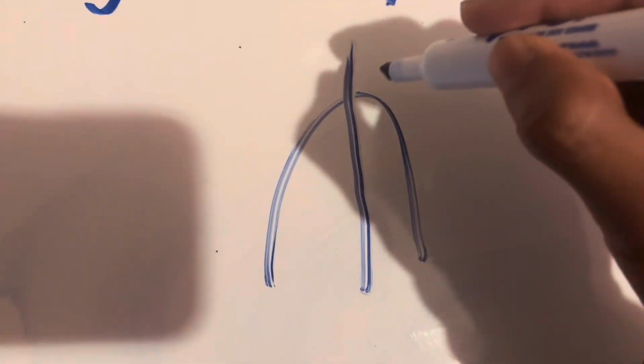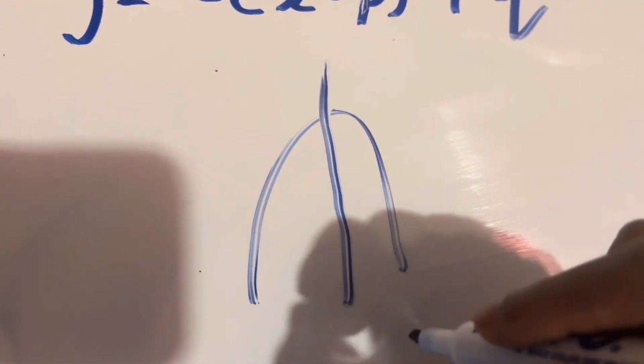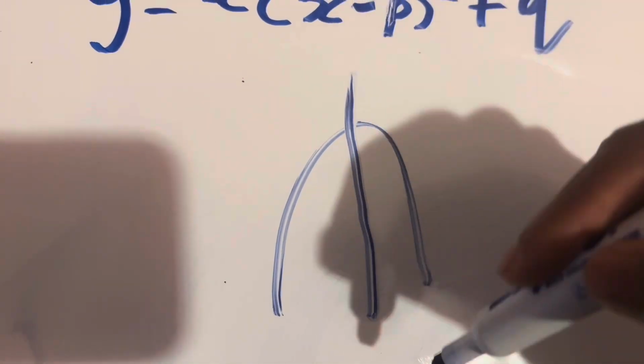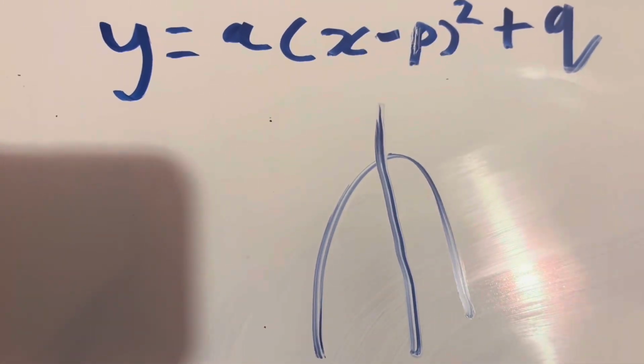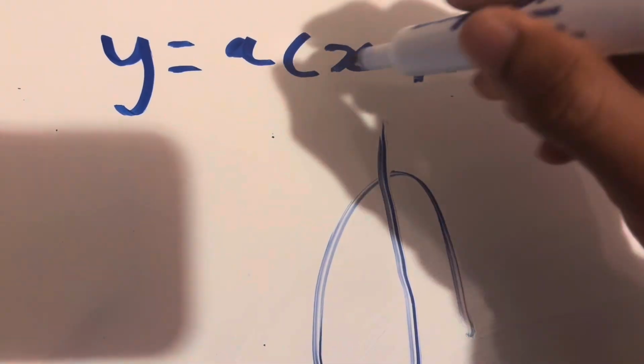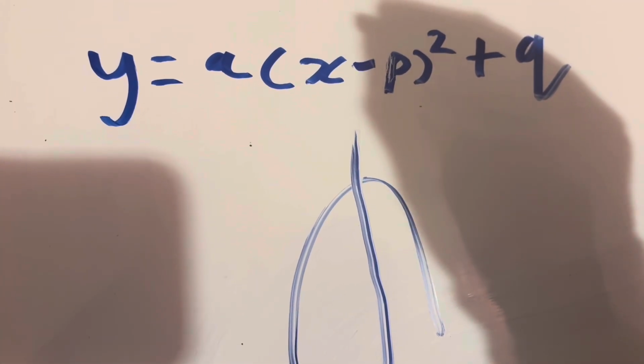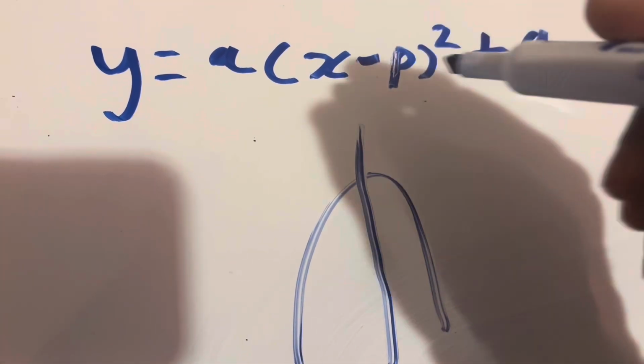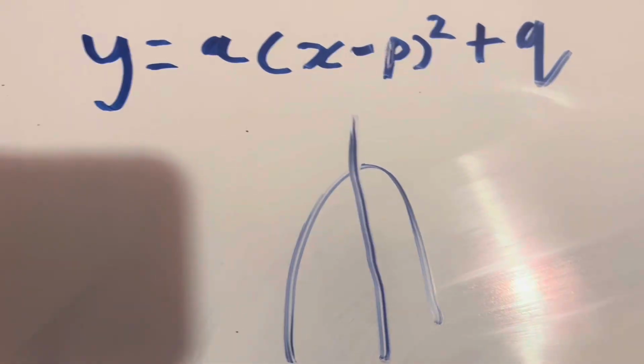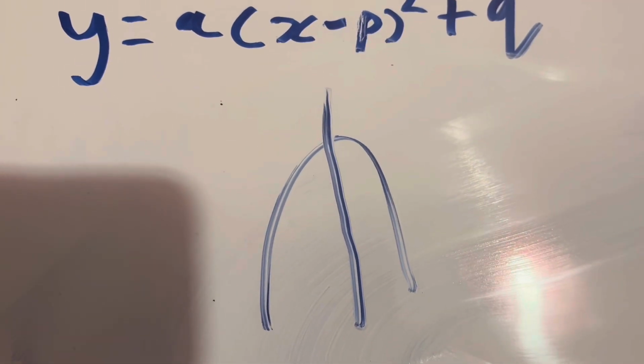So P is the x-coordinate, where it is on the x-axis, and then Q is the y-coordinate, where it is on the y-axis, right? Now, make sure to remember that the minus P here is part of the equation, and always keep in mind that P is just going to be the number, so ignore the subtraction sign. And yeah, those are the main variables.